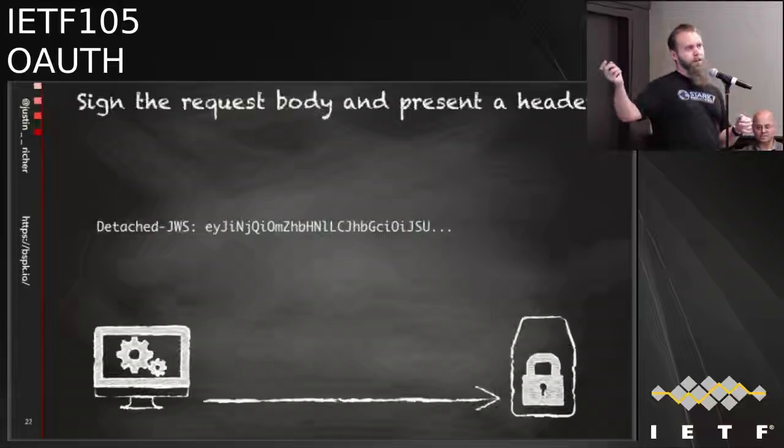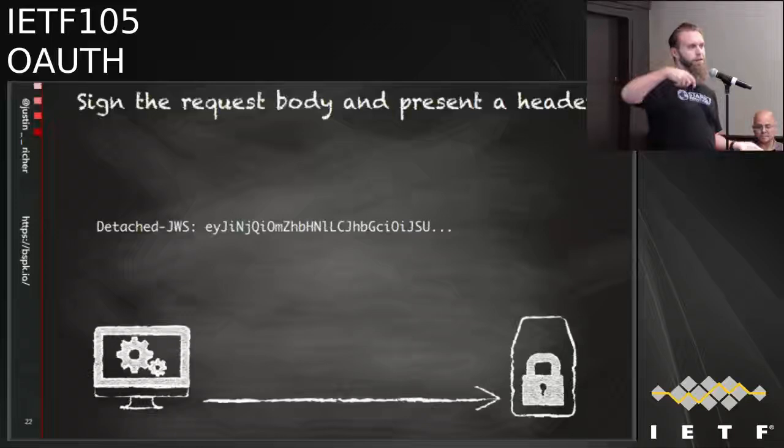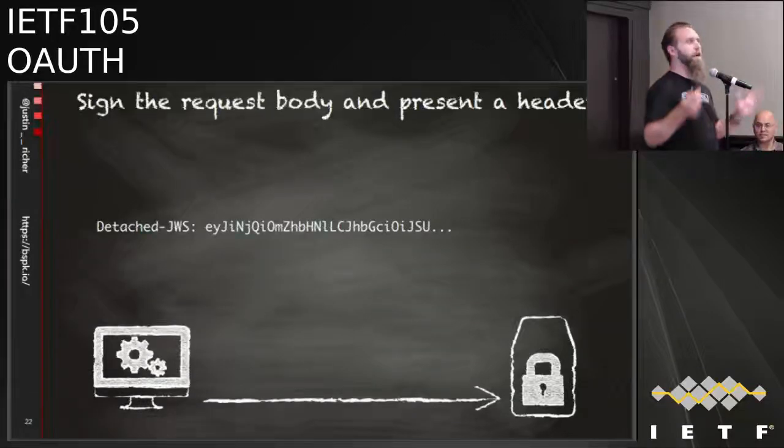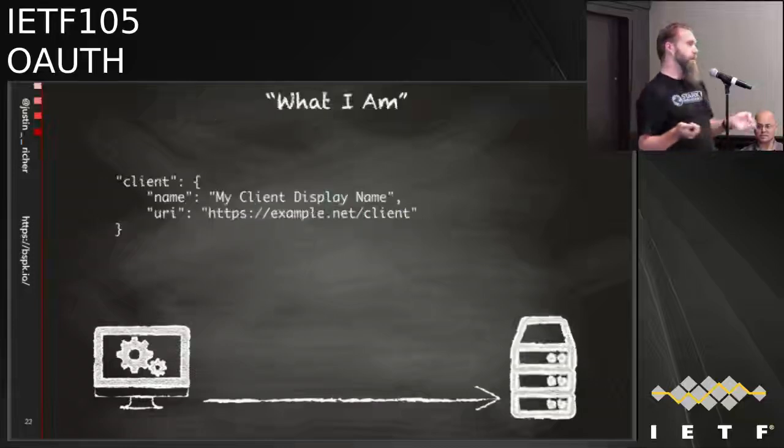I think this is a place where we need to be flexible. The thing that I have spec'd right now is just take that post body, use a detached JWS, put it in a header, call it a day. We could use HTTP signatures. We could use MTLS binding. There's a lot of different things we could do, and I think there's a lot of good innovation we can do there.